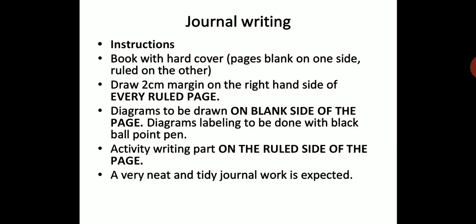You will have a hardcover book which will have pages blank on one side and ruled on the other side. You have to draw a 2 cm margin on the right hand side of every ruled page. Diagrams are to be drawn on the blank side of the page. Diagram labeling is to be done with a black ballpoint pen. Activity writing is to be done on the ruled side of the page. A very neat and tidy journal work is expected from your children.